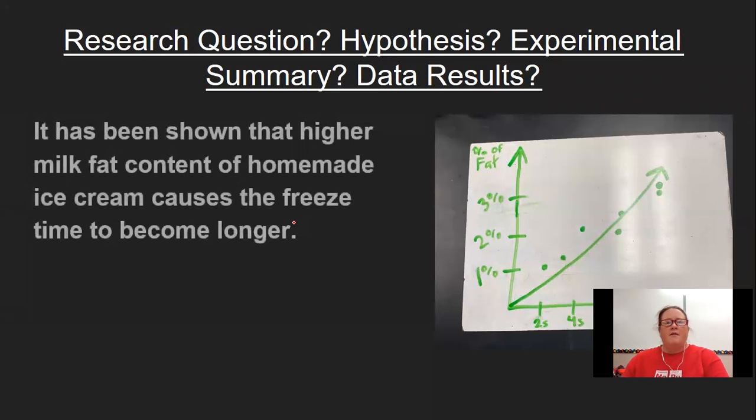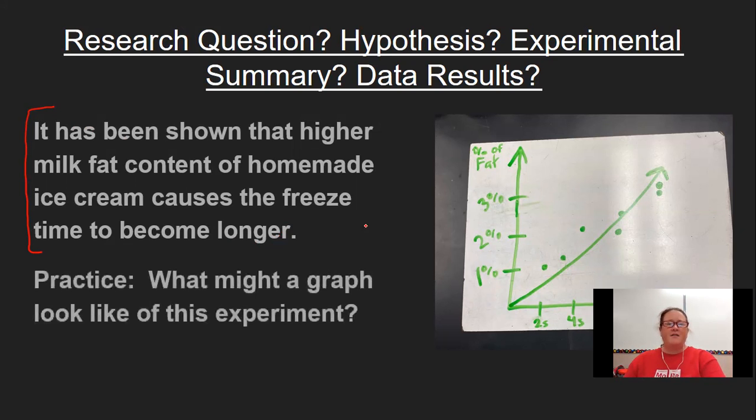So it has been shown that higher milk fat content of homemade ice cream causes the freeze time to become longer. And we have to categorize this. Is it a research question, a hypothesis, an experimental summary, or data results? This is just an experimental summary. And the question posed in class is, what might the graph look like of this experiment? So students had to figure out what the independent variable was, what the dependent variable was, and then come up with a possible graph. And this is one that students came up with in class. I actually took a picture of it.